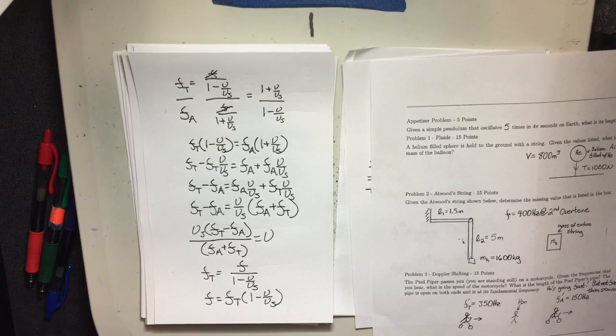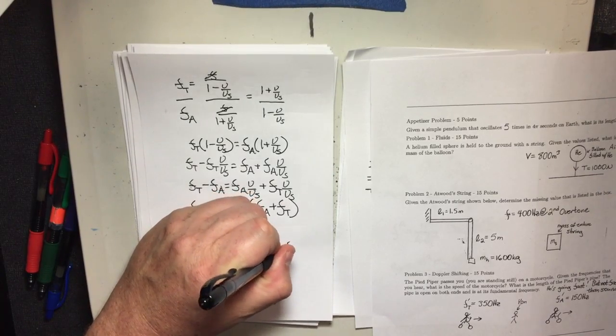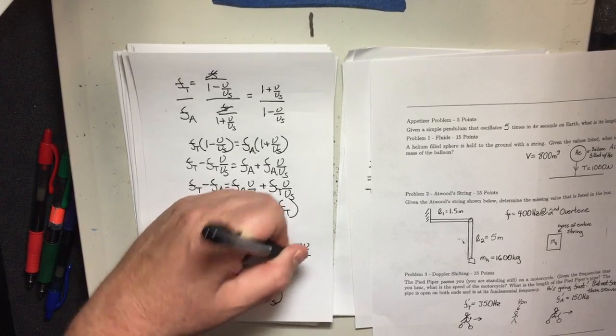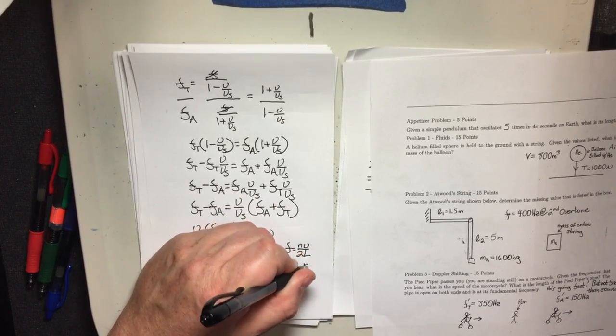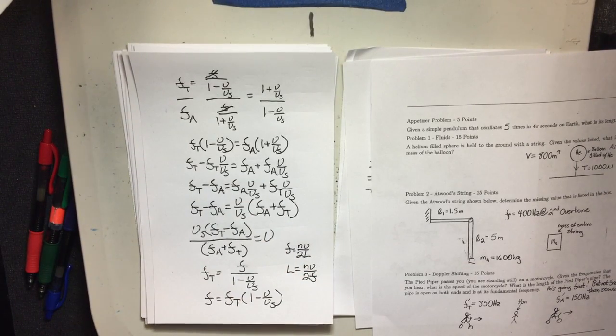The last part: what is the length of the pipe if it's open at both ends and at its fundamental frequency? The F is NV over 2L, so L is NV over 2F. And so that's the length.